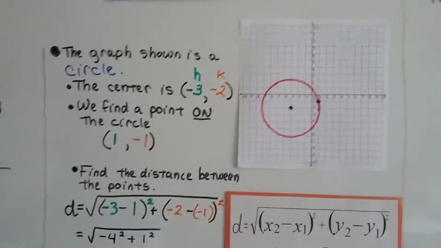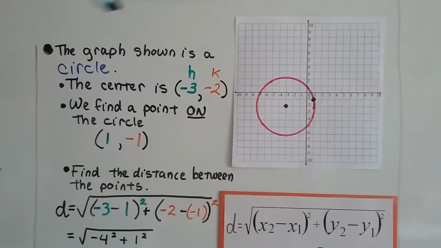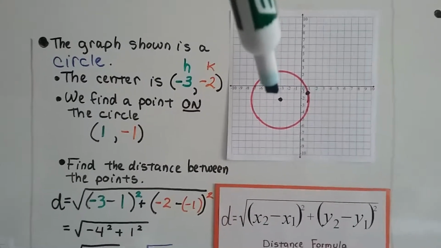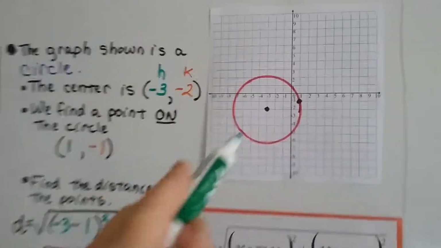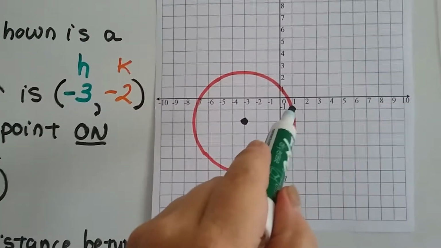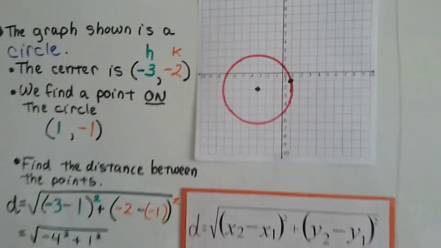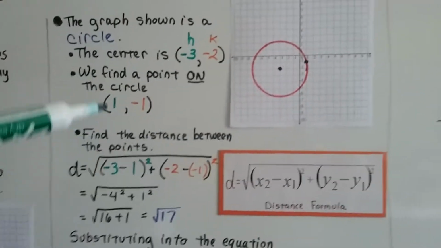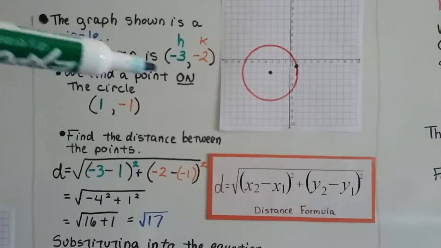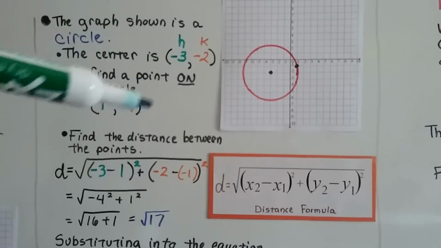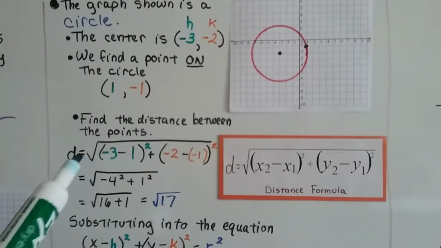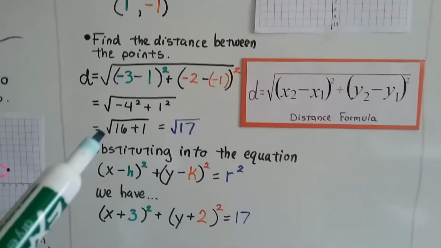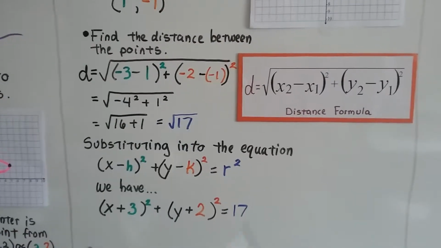Let's try it with a circle. So here we have this graphed circle, and the center, h, k, is a -3 and a -2 right there. We find a point on the circle. So anywhere that the grid crosses, so I chose 1 and -1 right there. I'm going to use the distance formula. We've got our x sub 2 and x sub 1 values and y sub 2 and y sub 1 values from the distance formula, and we put them in, and we solve this, and we end up with the square root of 17.